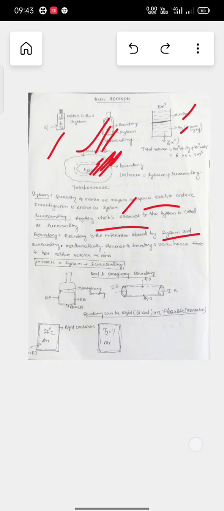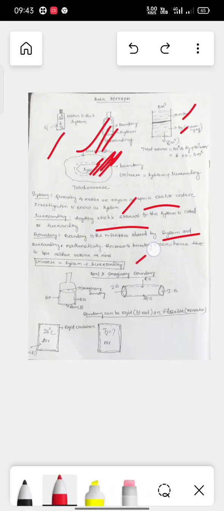What is universe? The universe is nothing but the sum total of the system and the surrounding.